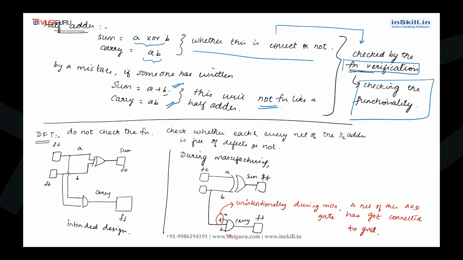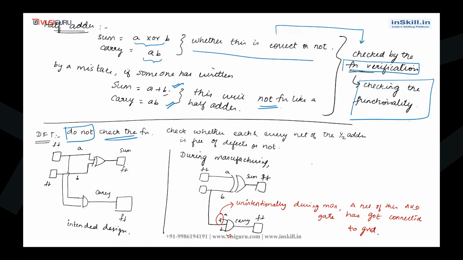So this is what will be checked by the functional verification team. They will be checking the functionality. Now, DFT team, we do not check the functionality.